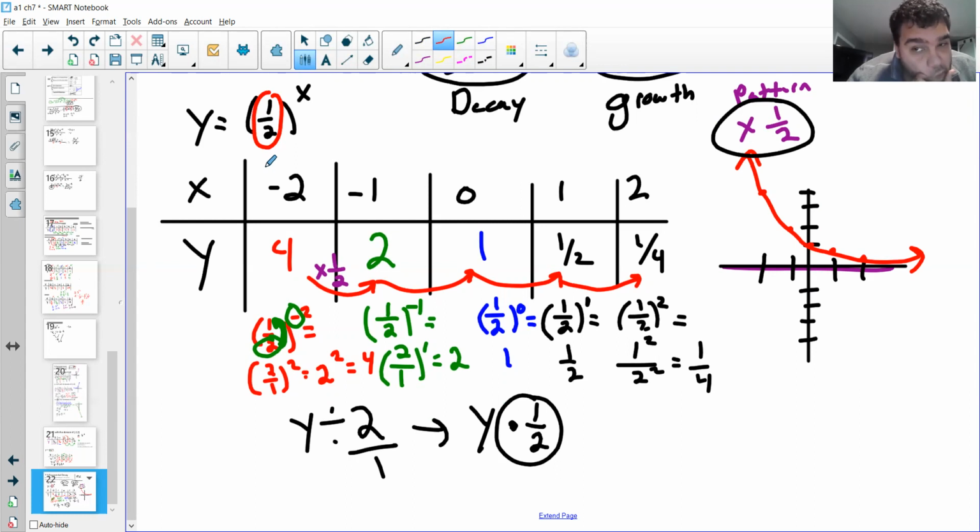So if it's always y equals 1/2 to the x power, is the pattern always going to be the one inside the parentheses, the one getting the x power? It always will be that one. I'll show you one where there's two numbers, and I'll show you the difference.